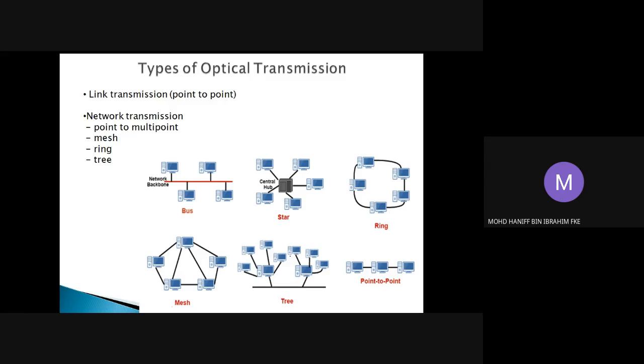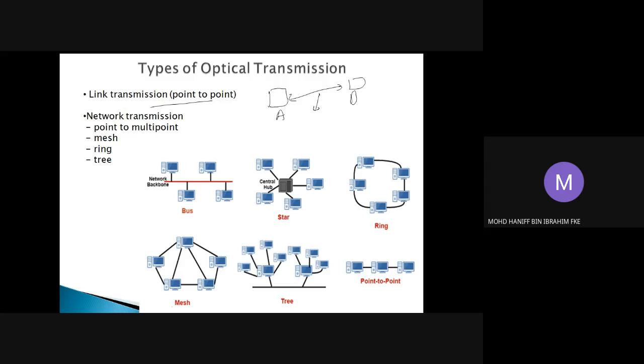I believe these are the network topologies that we learned in third year, semester 2, last semester, in data communication. Basically, we have two types of transmission. The first one is link transmission, which is the easiest one. Link transmission is point to point: we have a point A and a point B. So this is point to point transmission, right?